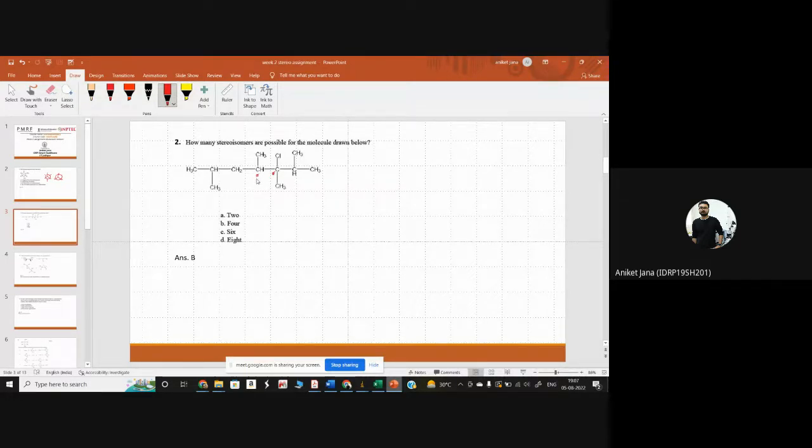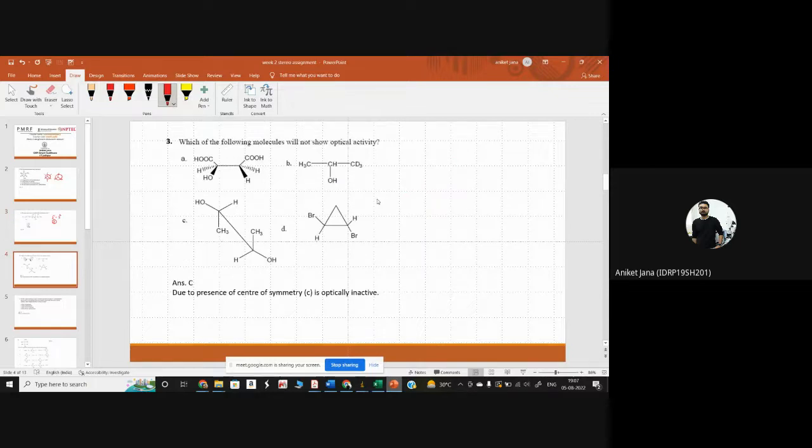So there are two asymmetric centers in the molecule. If we put it in the formula 2 to the power n for the number of stereoisomers, that is 2 to the power 2, so 4 stereoisomers are possible, right? Yes, sir. Okay. Anybody has any doubt? No, sir. Okay.